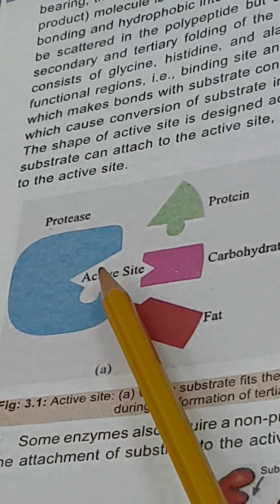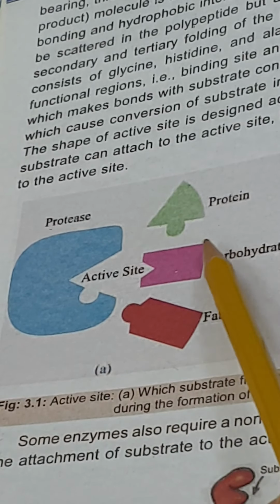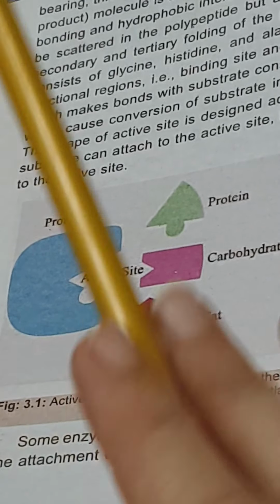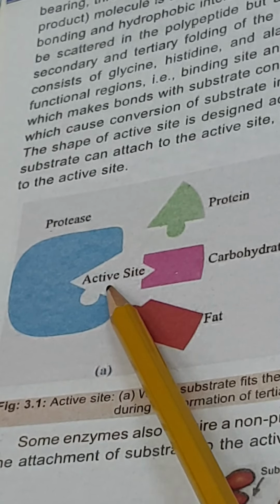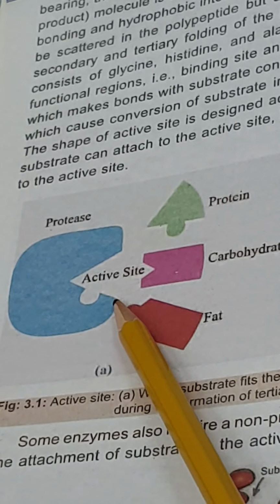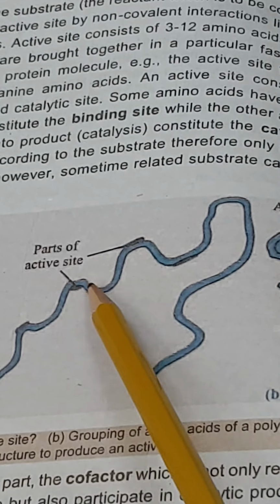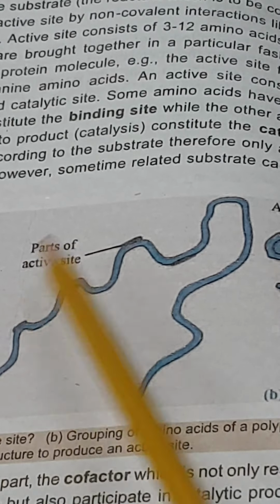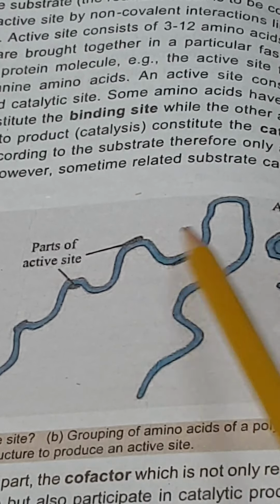The active site consists of two portions. One is the binding site, in which the substrate binds, and the other one is the catalytic site. Specific amino acids are responsible for the binding site and for the catalytic site. Here we can see that the binding site can be present in different areas of the enzyme when we open the tertiary or the quaternary structure. This amino acid is for the active site, this amino acid is for the active site.